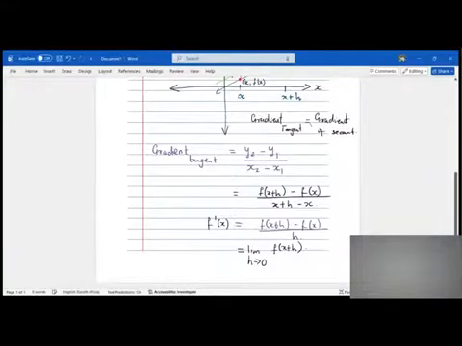So we now have this f prime of x, which is equal to the limit as h tends to 0 of the quotient f at x plus h minus f at x all over h. And this is what we call the first principle. Okay, right. So now we have investigated the first principle.